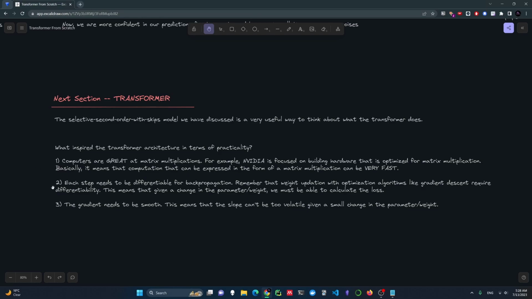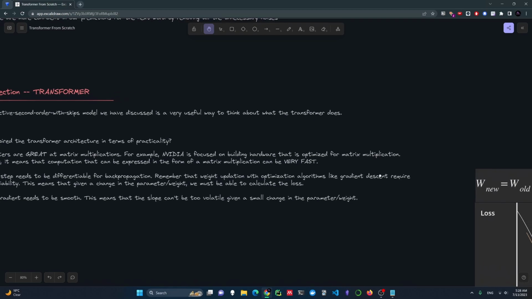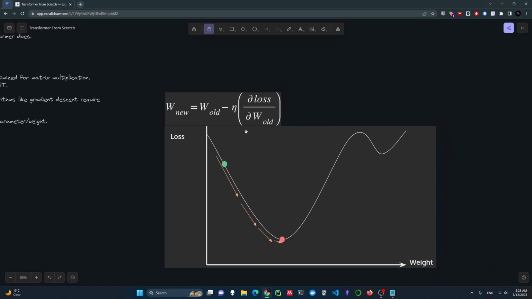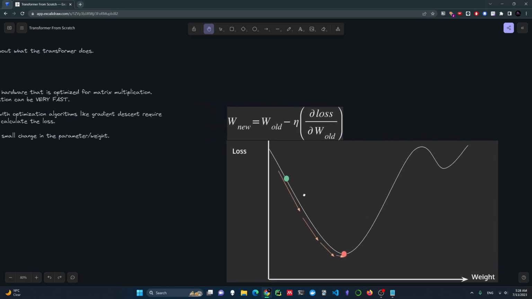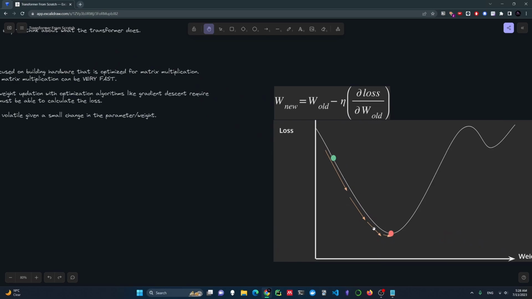Second, each step needs to be differentiable for backpropagation. Remember that weight updating with optimization algorithms like gradient descent requires differentiability, right? So that means given a change in a weight, we must be able to calculate the change in loss, right? So I have a cool graph here from one of my older videos. And as you can see, with some changes in the weight, we have to be able to calculate the change in loss, right? So it has to be differentiable here.